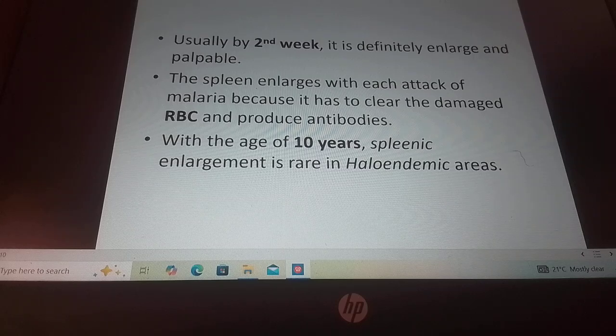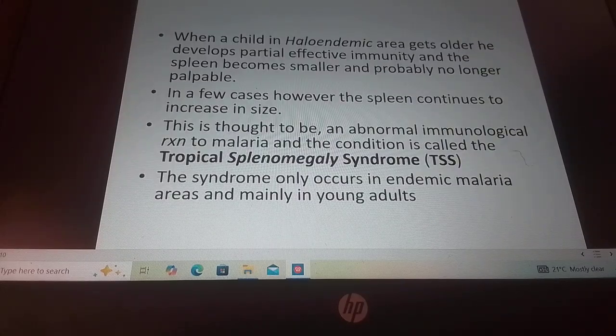The spleen enlarges with each attack of malaria because it has to clear, remember, the damaged red blood cells and produce new antibodies. With age above 10 years, splenic enlargement is rare in holoendemic areas, but below that age the enlarged spleen will be palpable. When a child in a holoendemic area gets older, he will develop partial effective immunity, and the spleen becomes smaller and probably no longer palpable. In a few cases, however, the spleen continues to increase in size.